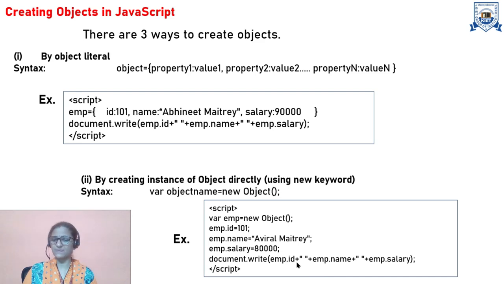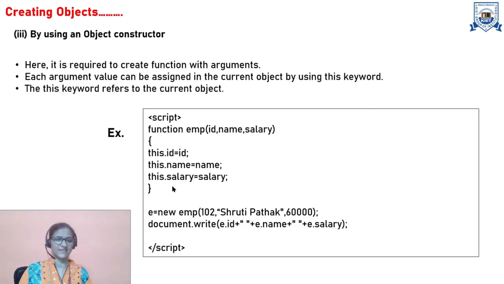Here the object is emp. So to separate the object and the property, we use the dot symbol over here. This way we can use the second method. Now the third one is by using an object constructor.